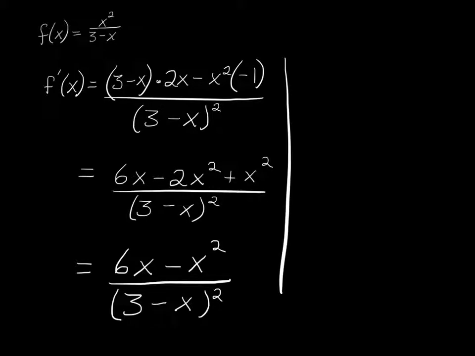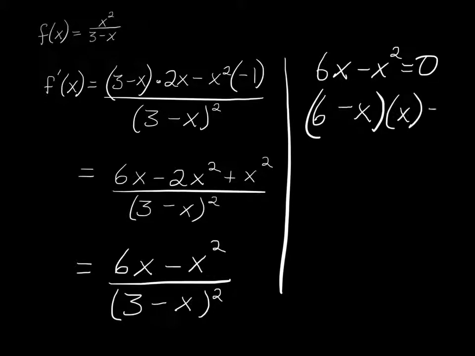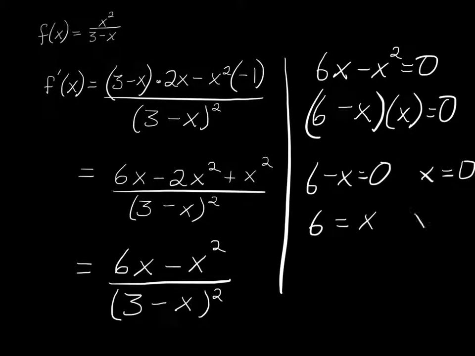Now, critical numbers are where the first derivative is 0 or the first derivative is undefined, but we need it to be in the domain of our original function. So where is f prime of x equal to 0? Well, it's when your numerator is equal to 0. When a fraction is equal to 0, that means the numerator is equal to 0. So 6 minus x times x equals 0. So 6 minus x equals 0, or x equals 0. So 6 equals x, or x equals 0. All right, so those are our two critical numbers.